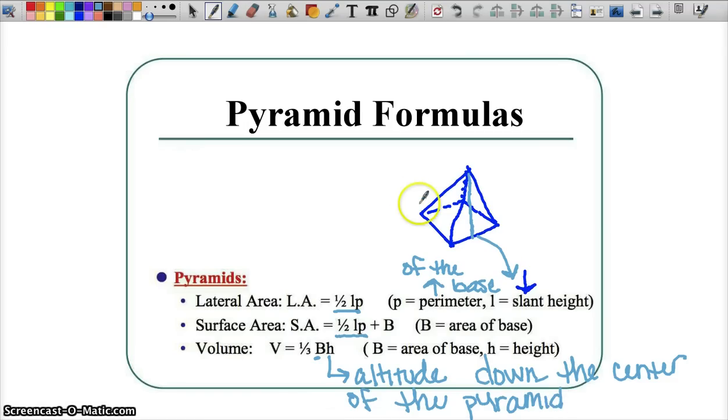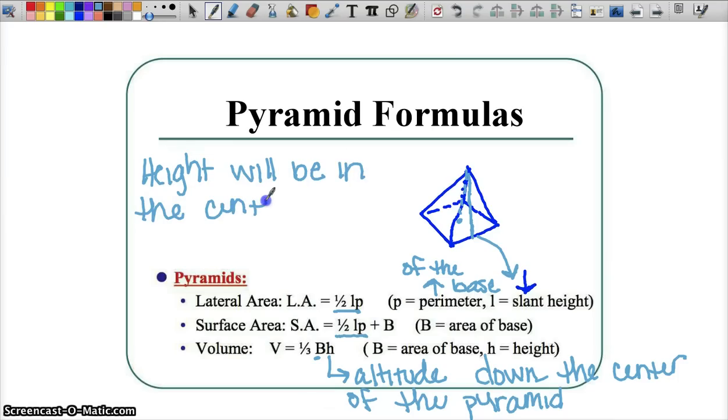Okay, so the height is on the inside, and you need to write this: the height will be in the center of the base. And that's helpful when we have to use an apothem because we know where the apothem should come from. If it's a square, then this distance is half of the square. So it makes it really helpful once you get that height drawn in.